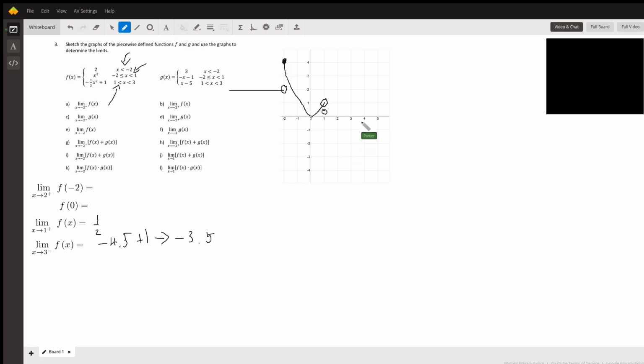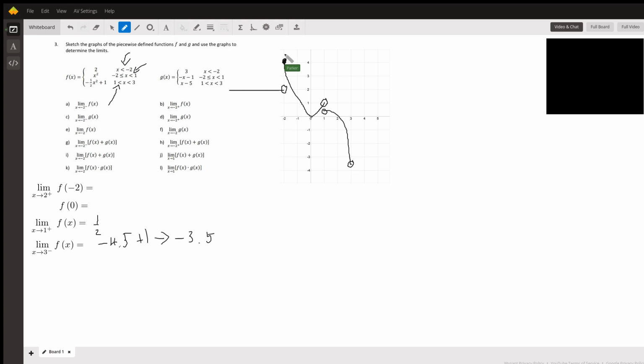So when x is almost 3, we go down to negative 3.5, and we draw an open circle to denote that x is not equal to 3, but it becomes very close to 3. And then we draw the parabola curve, something like that. And this is the graph.